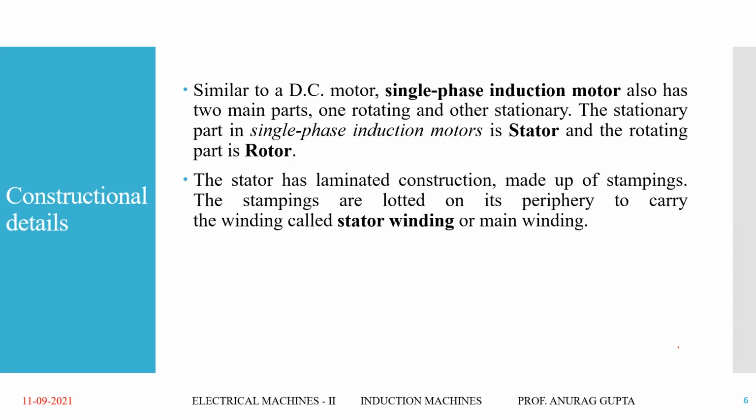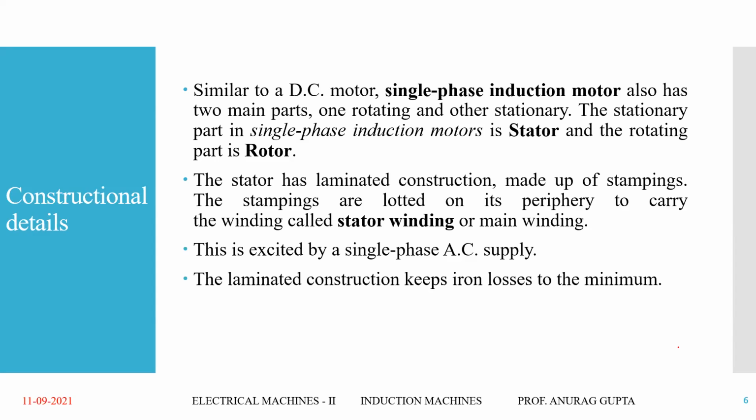The stampings are slotted on the periphery to carry the winding called stator winding or main winding. So the stamping that I am slotting on the periphery carries the winding, which is called main winding or stator winding. And this winding is excited by a single phase AC supply. That's why this is called a single phase induction motor, because we are providing a single phase supply.